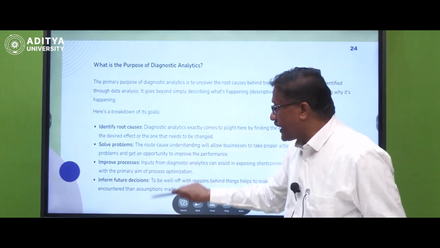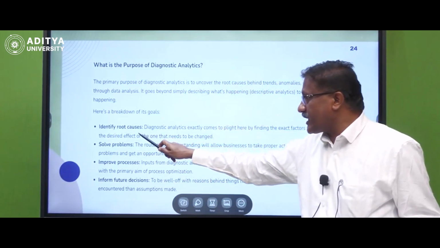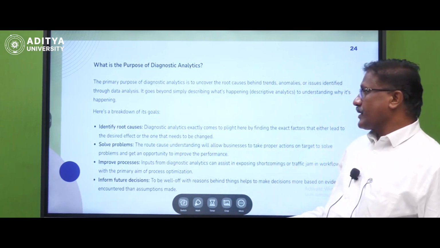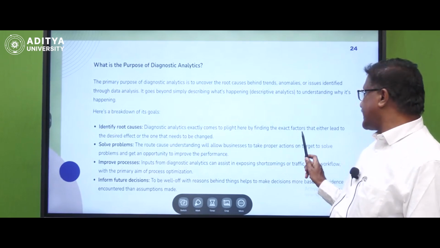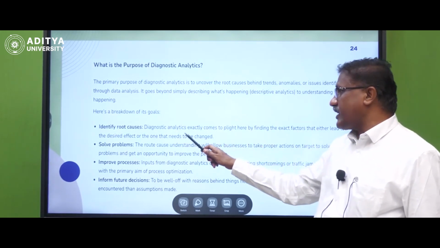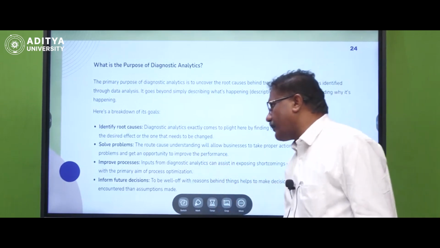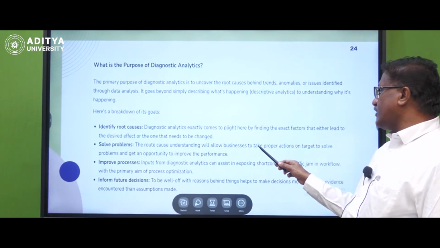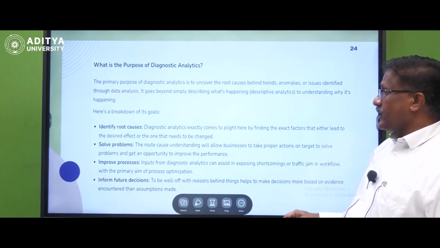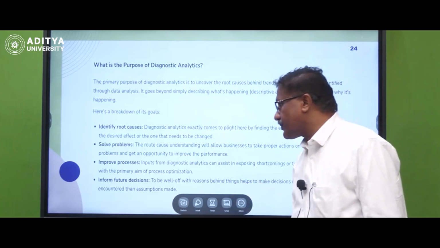So here we can break down all the goals of diagnostic analytics. First one is identify root cause. What are the causes for the particular problem? What are the factors behind the scene which either lead to the desired effect or need to be changed or not? Second, solve the problems. Once you find out the root cause, understanding allows the business to take the proper action so that there is an opportunity to improve the performance of the particular business.